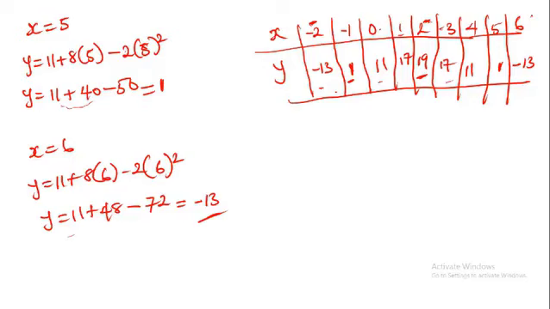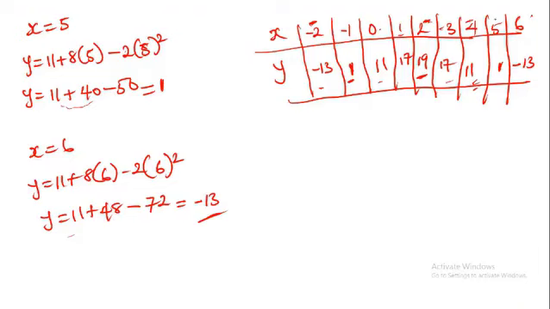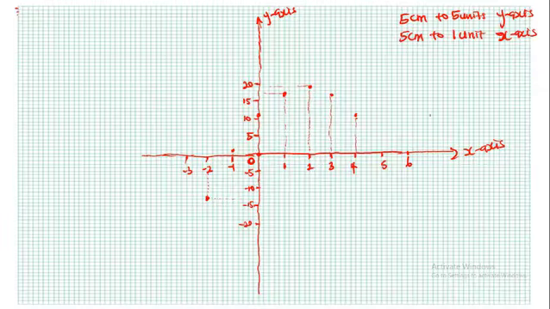When x is 4, y is 11. We go up. This is the point where y is 10. So this is our 11. Then when x is 5, y is what? Y is 1. When x is 5, y is 1. So this is the point where y is 1.